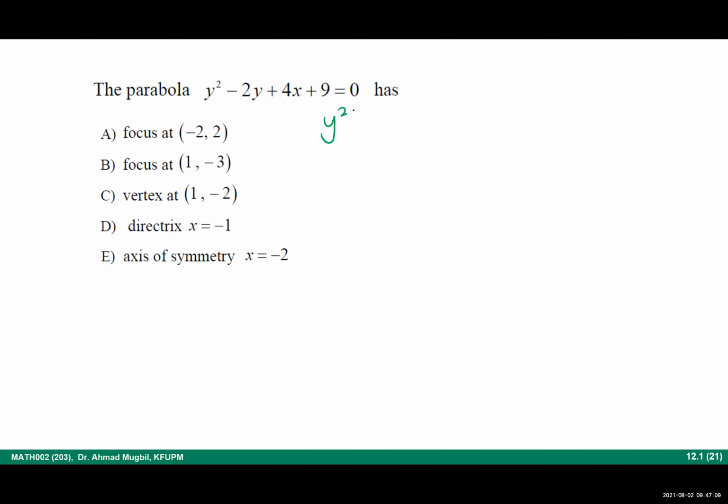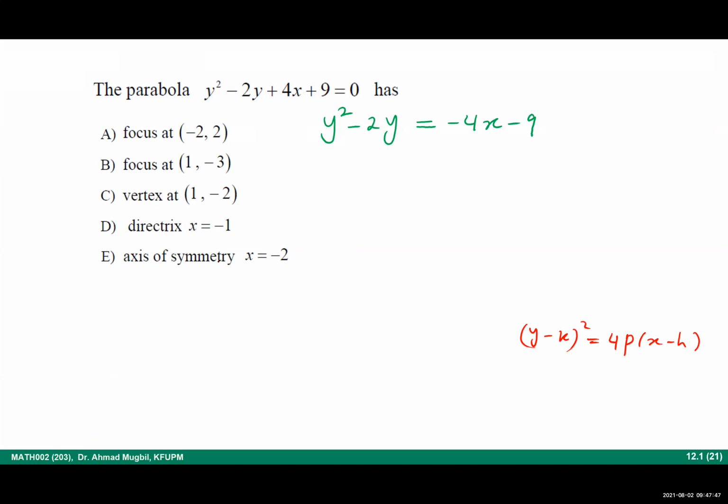So this will be y squared minus 2y equals negative 4x minus 9. This is step number 1. Now complete the square and write it in the standard form. The standard form for such an equation will be (y minus k) all squared equals 4p(x minus h). This is the standard form that you need to write this equation in. Of course, the question is about the focus, the vertex, directrix, and axis of symmetry.